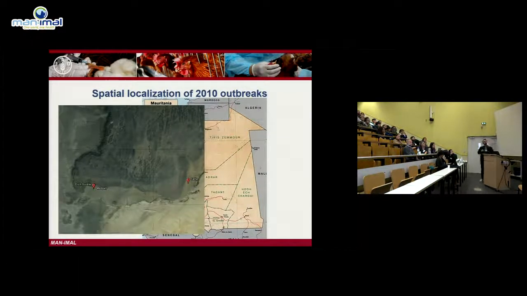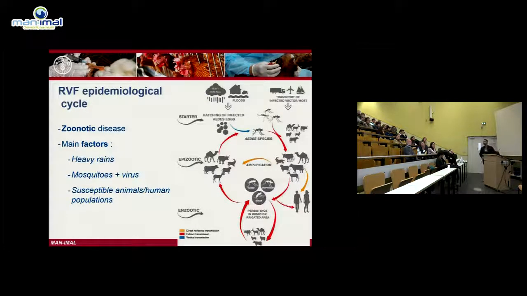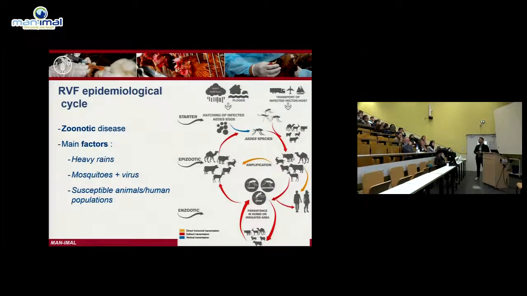So basically what happened, when you look at these two sites in Mauritania, is that we got the appearance of a disease that was mentioned this morning, Rift Valley fever. And what's quite interesting for Rift Valley fever is that the main risk factors are heavy rains. You need the mosquito and of course the virus, and you also need susceptible animals and a human population. In that case, you can find susceptible animals and a human population, because, as I'm going to show you from what we found in the field, those people had never seen a mosquito before.